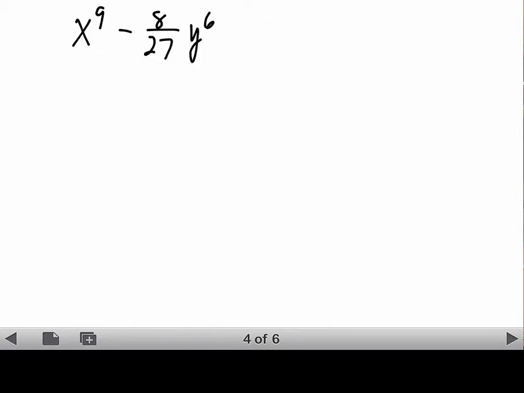For our next example, we have x to the 9th minus 8/27 y to the 6th. And at first, we see the fraction, we see a 9th, and we might want to turn tail and run, but if we can express this as 2 cubes, then we might see how to flesh out this pattern. Notice that this is a minus in between, and so this is going to be a difference, hopefully, of cubes. Let's see if we can do that.